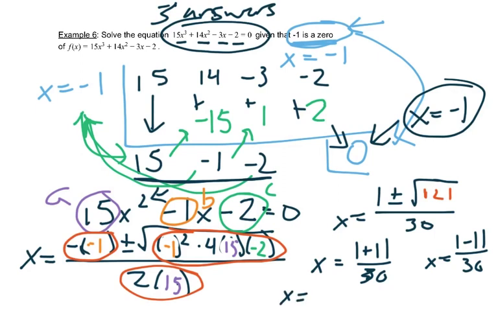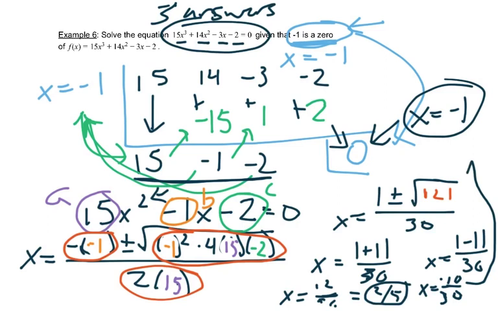1 plus 11 is 12 over 30, and that reduces to 2 over 5. So that's the second answer. 1 minus 11 over 30 is negative 10 over 30, which is, sorry, it's harder and harder to read, negative 1/3. So there's our three answers.